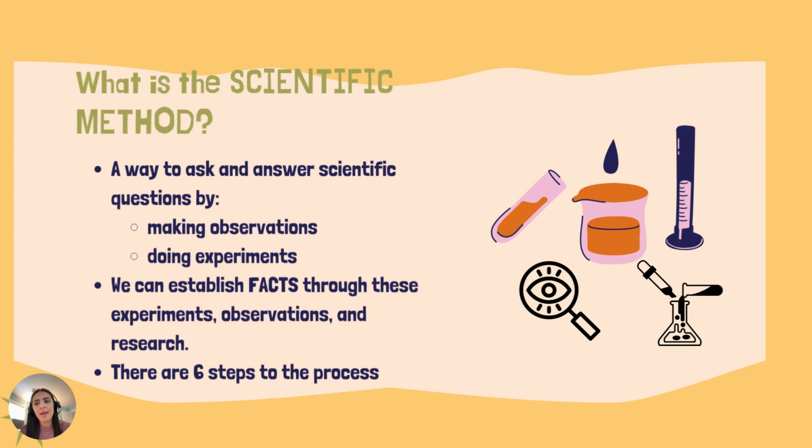The scientific method is a process or method of research. But in simpler terms, it is a way to ask and answer scientific questions by making observations and conducting experiments. By doing these observations and experiments, we can establish true facts. There are 6 simple steps to follow when using the scientific method, which we will closely explore together.